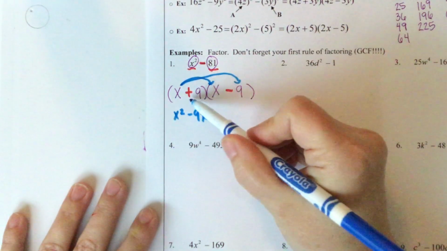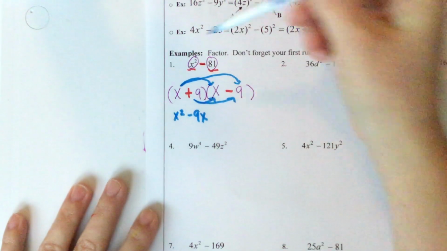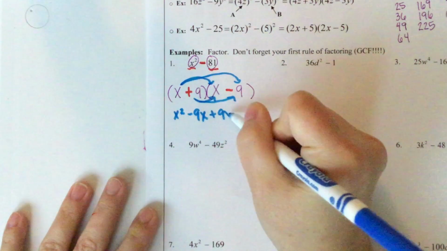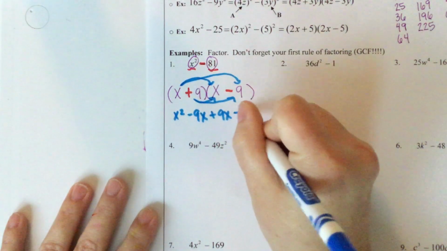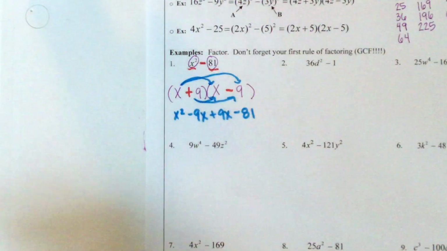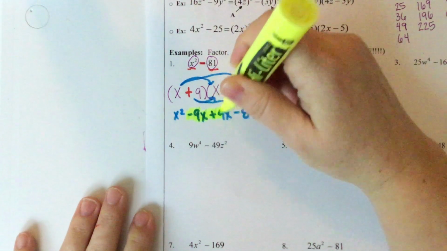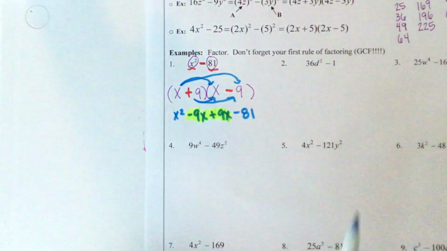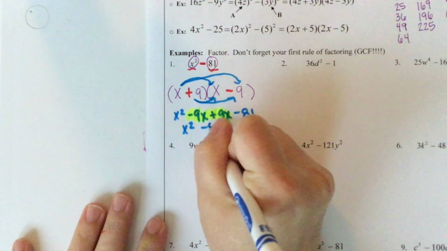Now I'm going to distribute the positive 9. So positive 9 times x and positive 9 times negative 9. Positive 9 times x is a positive 9x, and positive 9 times negative 9 is a negative 81. Then you can combine like terms. What do you get if you combine a negative 9x and a positive 9x? You get 0. They're just out of there. All you're left with is the x squared in the front and the minus 81 in the back.